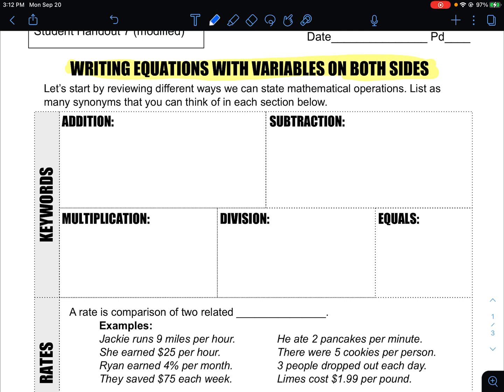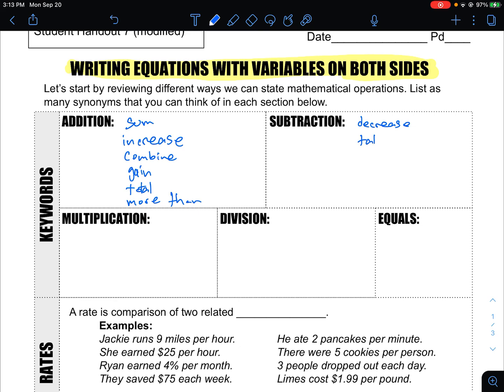For add, a word that has to do with add is sum or increase. Increasing means add. Combined, when you combine things, oftentimes it means add. When you gain, that means you're adding. When you have a total, that normally means adding, or more than also normally means adding.